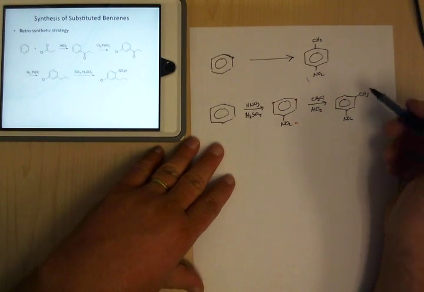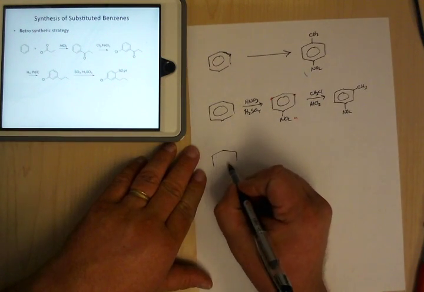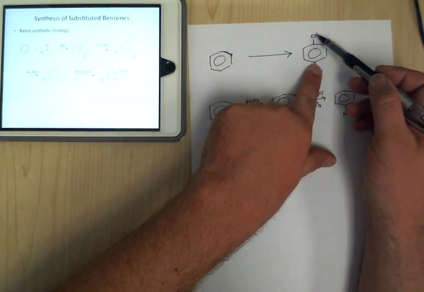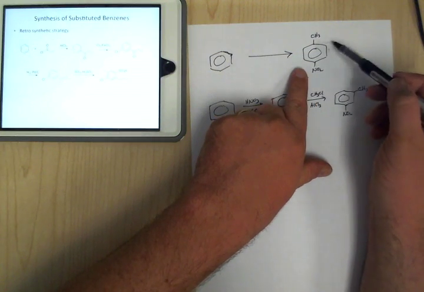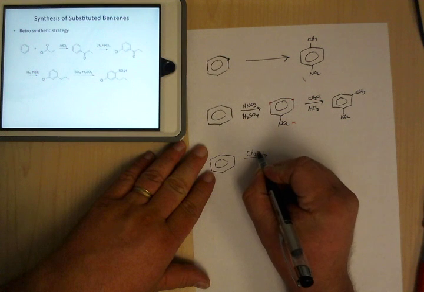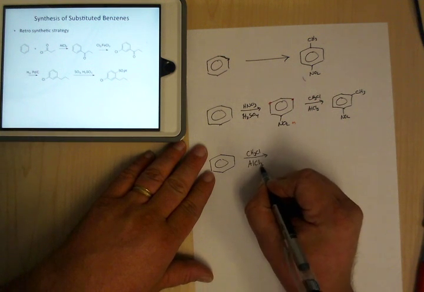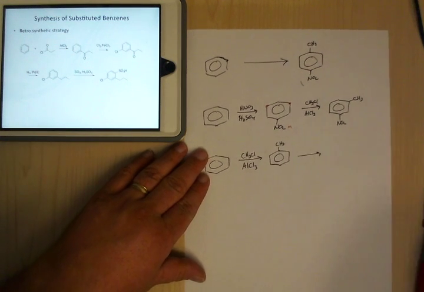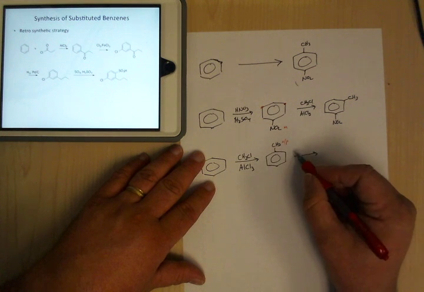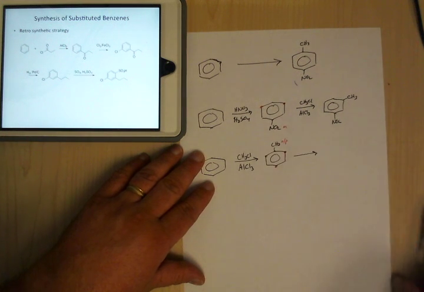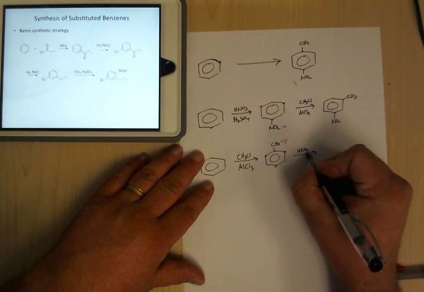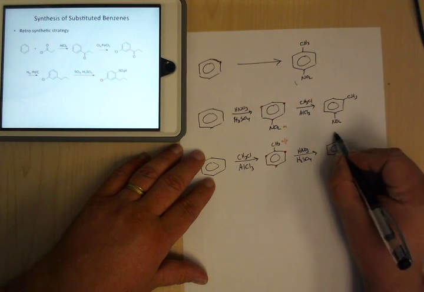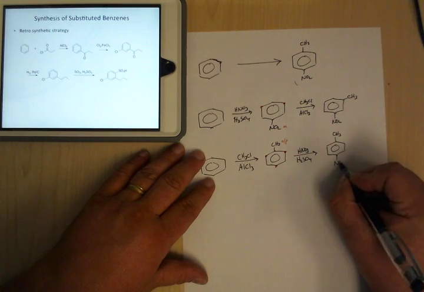That's not what I asked you to do. I made the para. So what do you have to do instead? Notice how we have to put this on first, because this is an ortho-para director, which will get you into there and there. So we have to switch those. The order of operations makes a huge difference. We have to put the toluene on first, and now we've got an ortho-para director, which would put it here, here, and here. So when we do the HNO3, H2SO4, they become there and there.